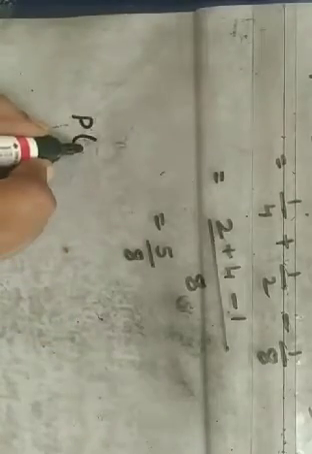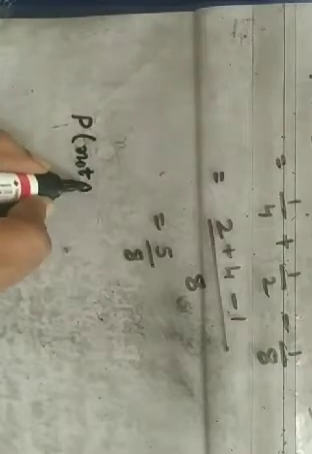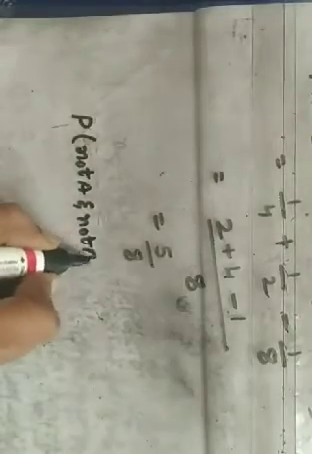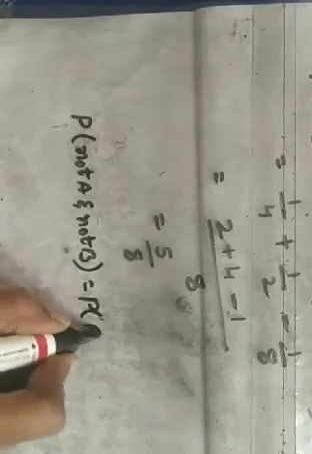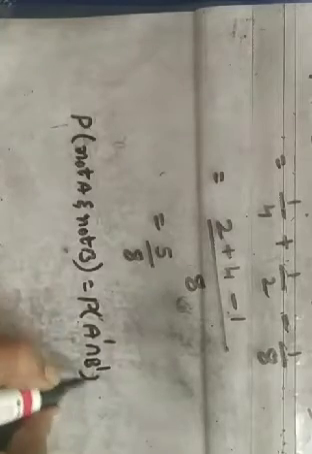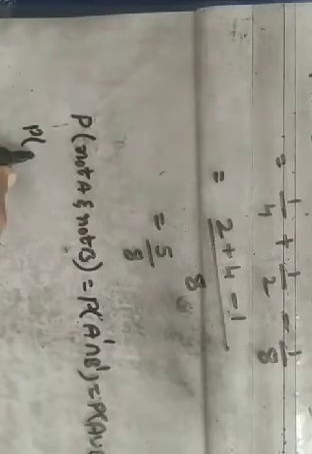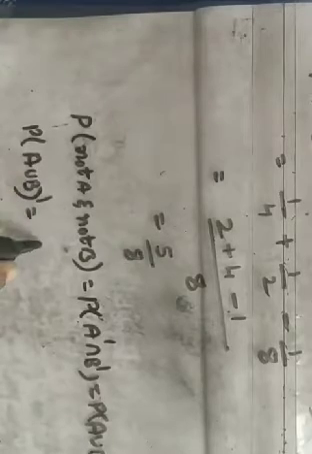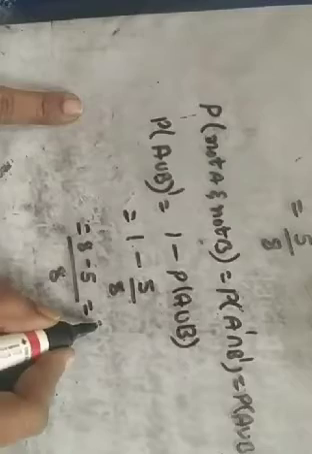Now P of not A and not B, which is nothing but P of A dash intersection B dash, P of A union B complement. So P of A union B complement equals 1 minus P of A union B, which is 1 minus 5 by 8. 8 is the LCM. 8 minus 5, which is equal to 3 by 8 is the answer.